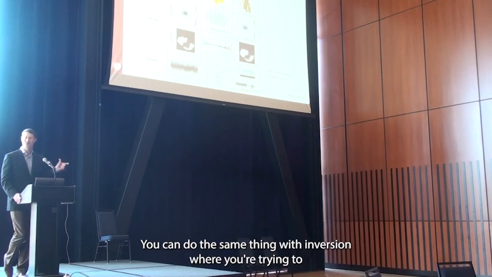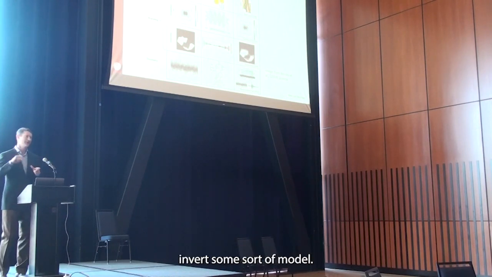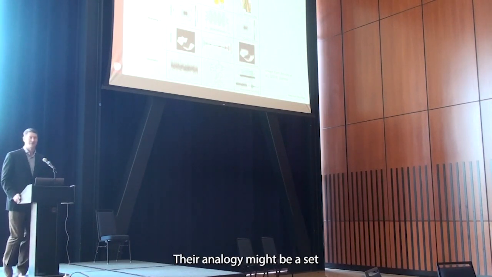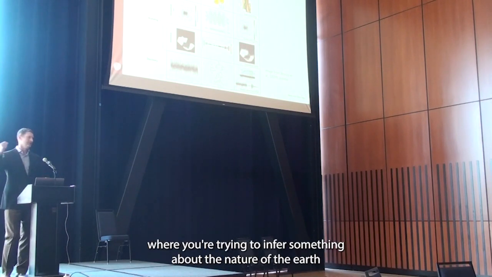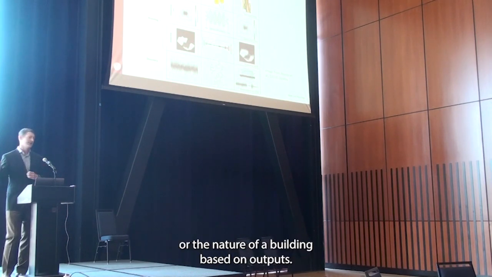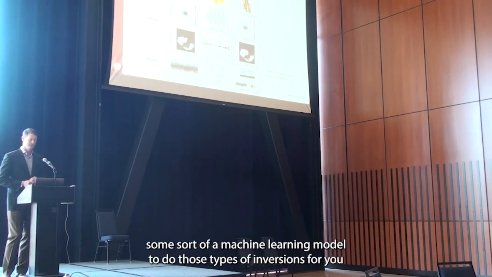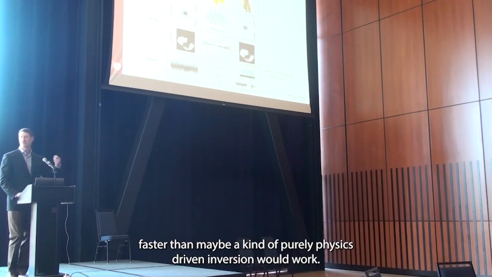You can do the same thing with inversion, where you're trying to invert some sort of model. An analogy might be site characterization based on surface wave measurements, where you're trying to infer something about the nature of the earth or the nature of a building based on outputs. You could train a machine learning model to do those types of inversions faster than a purely physics-driven inversion would work.